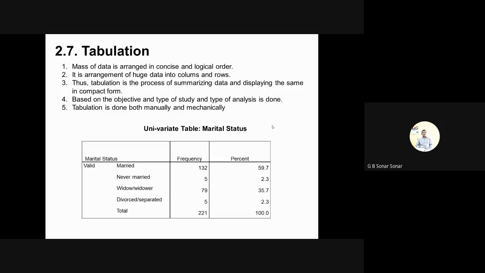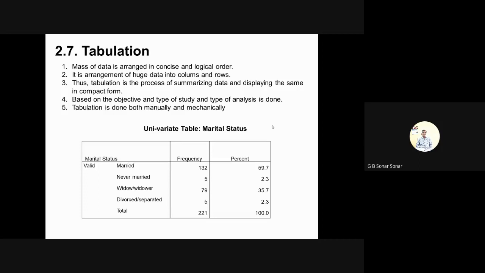I was mentioning in the beginning itself that data processing is not solely electronic. Electronically, all the data processing is not possible. Manual aspects are also included, such as data editing and all that. So tabulation is done both manually and mechanically. There are basically three types of tables we use in social science research: one is the univariate table, the second is the bivariate table, and the third is the multivariate table.